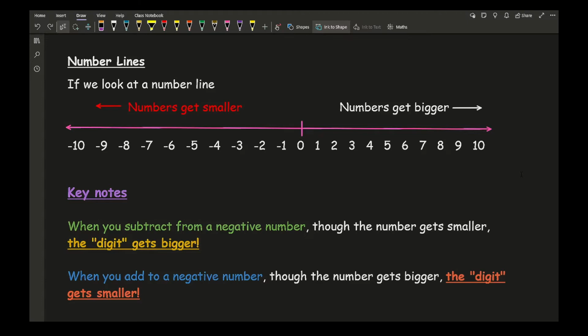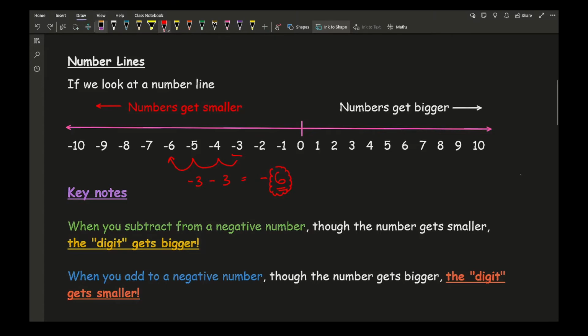The key note is that when you subtract from a negative number, the number gets smaller, but the digit gets bigger. For example, if I had -3 and I'm going in this direction, taking away 3, so -3 minus 3, then the answer becomes -6. You might think, hang on a second, I'm expecting a smaller number because when you take away you get a smaller answer. However, when you're dealing with negative numbers, the smaller you get, the bigger the digit gets. That's something you really need to understand when it comes to adding and subtracting.